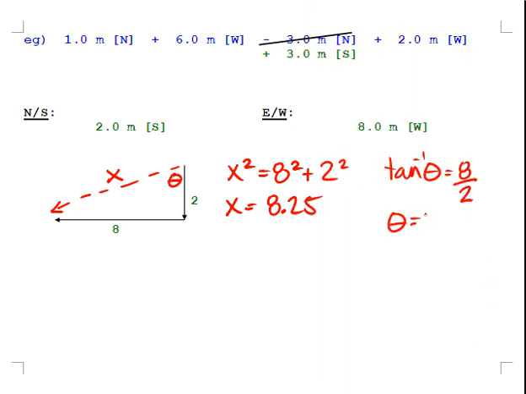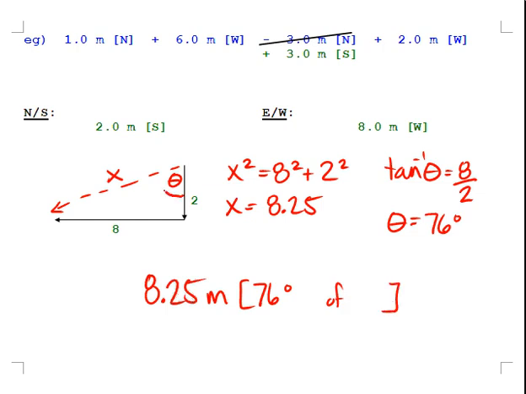Looks like 76 degrees. And if we put all that together, units are just meters. So we're looking at 8.25 meters at 76 degrees, something of something. Make theta bigger. Which way does it push that dotted line? Well, it's going to push it that way. That is pushing us up towards the west. So this is west, leaving the south, west of south.